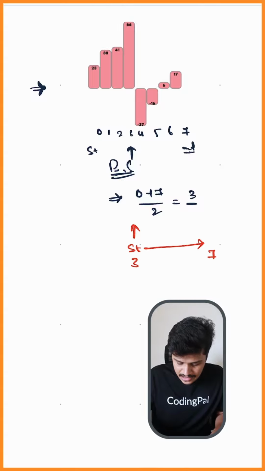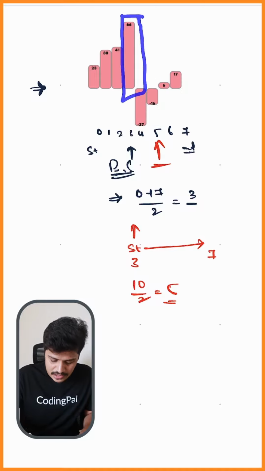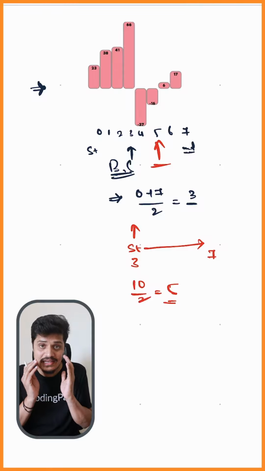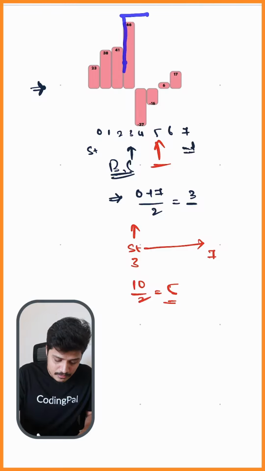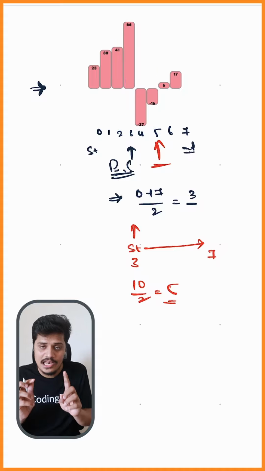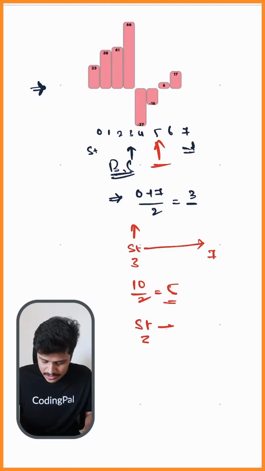So start is at 3, end is at 7. Again we calculate the middle. The middle is 5 right now. The value we have at the middle is minus 16 and the value we have at the start is 66. The value at the middle is smaller, which means from start till middle we are in the unsorted territory now. So the maximum value will be somewhere from start till middle only. Start stays at 3, end will be updated to 5.